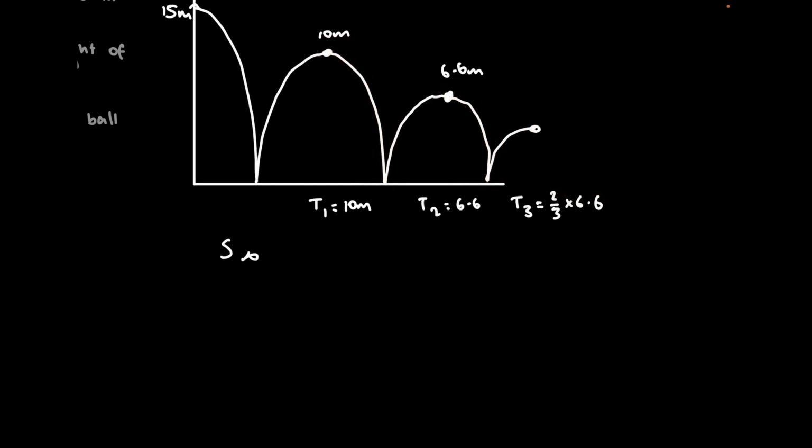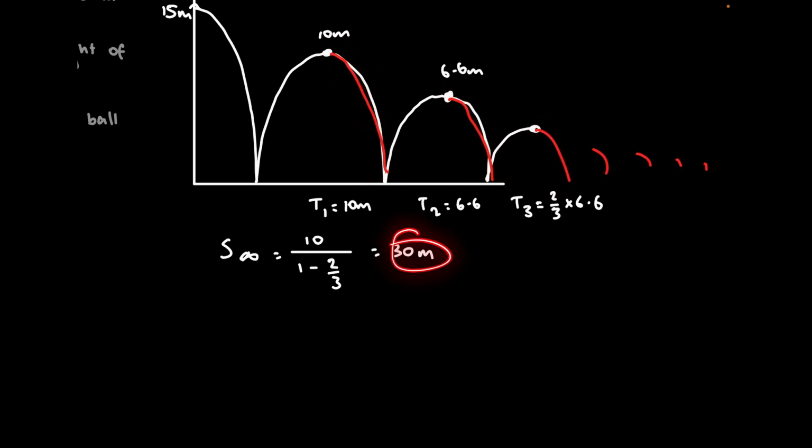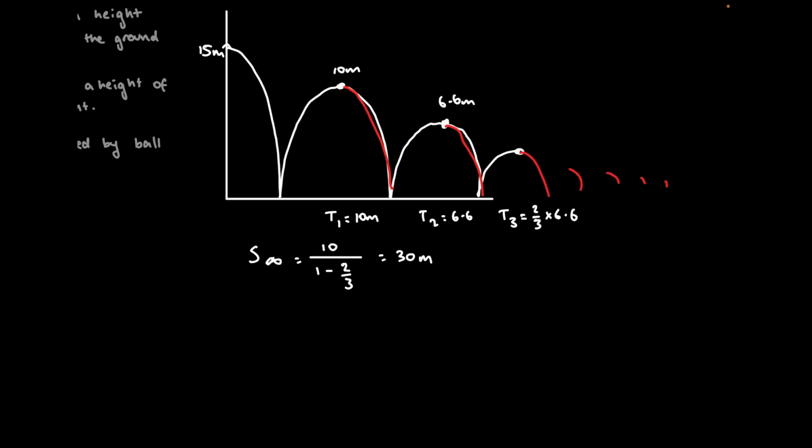The sum to infinity, and I'll even write it in red. So we're trying to work out this distance, this distance, this distance, forever and ever and ever. So what we have is the sum to infinity is simply going to equal the initial height, 10 meters, divided by 1 minus the common ratio, which is 2/3, because each bounce is 2/3 the height of the previous one. So what we get is 10 divided by 1/3, which is simply 30 meters. So this is the distance when the ball travels an infinite number of bounces for these red lines here. It's 30 meters.